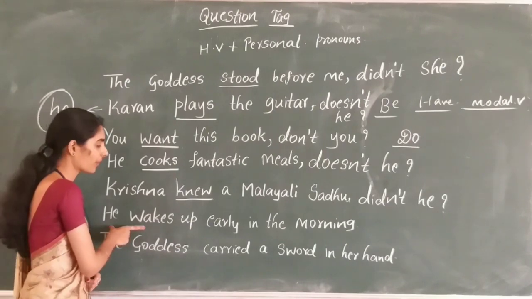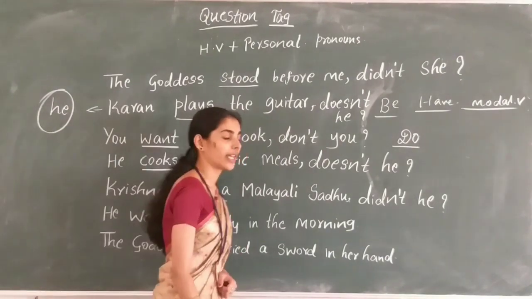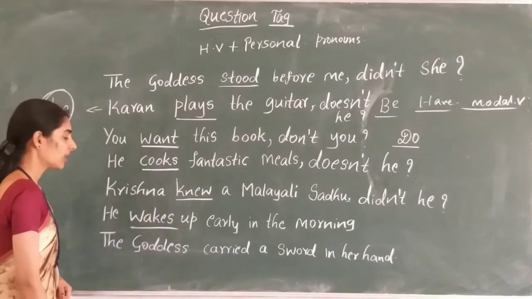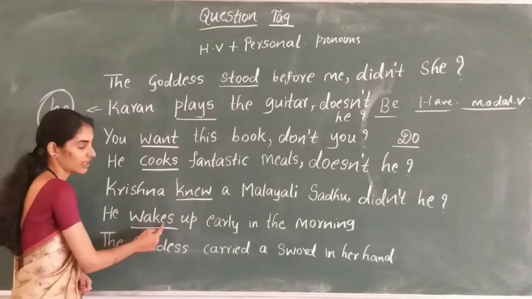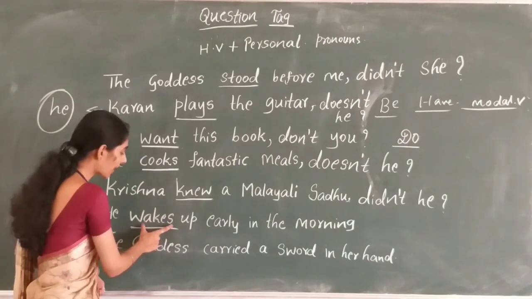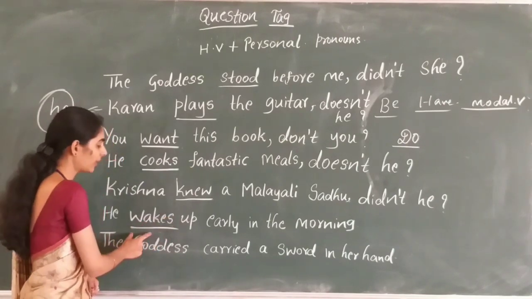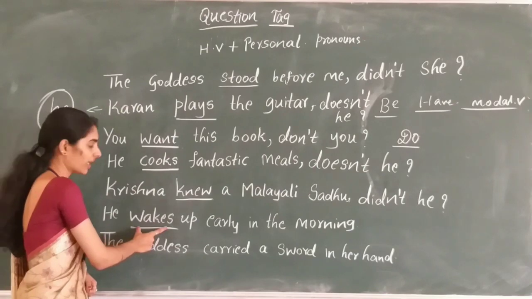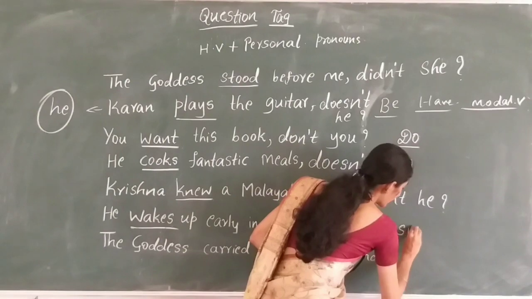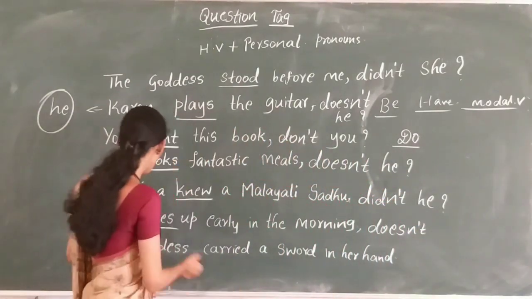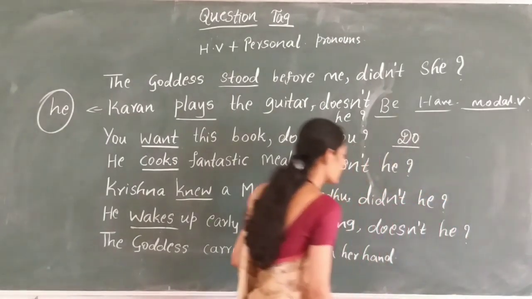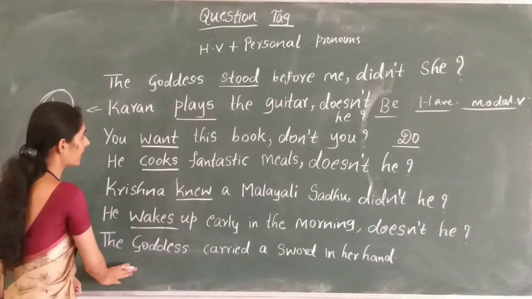And look at the next one. He wakes up early in the morning. Now again, wakes up, or wakes, that is the verb here, and this is does. This is third person. The verb is in the present tense because s is added to this, and it is third person. So now it takes does, and then n't. Doesn't he? Doesn't he?